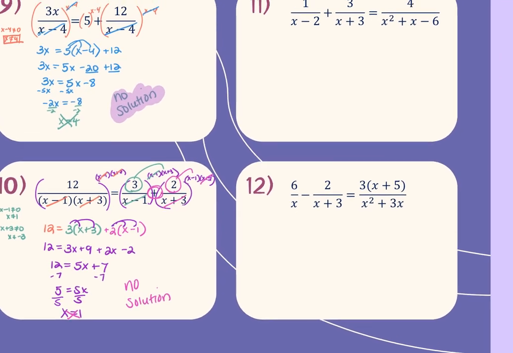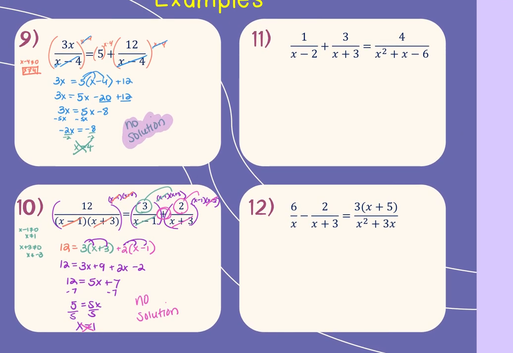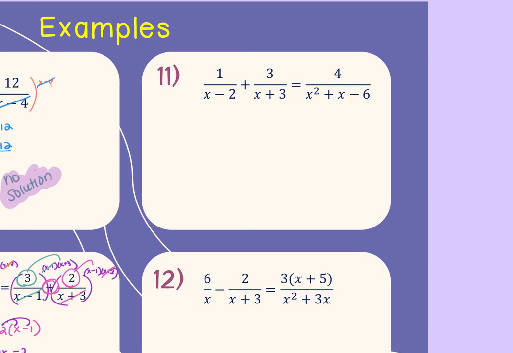All right, you do 11 and 12. Make sure you factor them first. So for 11, the last denominator would get factored. This would be x plus 3 and then x minus 2, which means x minus 2 cannot equal 0 and x plus 3 cannot equal 0, which means x can't equal 2 or negative 3. And then the least common denominator is x minus 2, x plus 3. X minus 2, x plus 3, x minus 2, x plus 3.